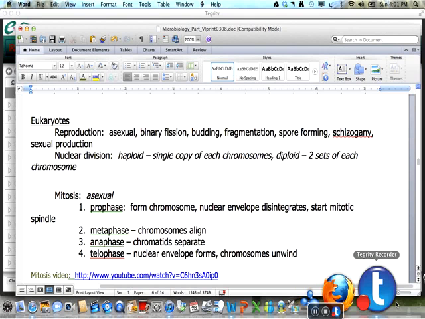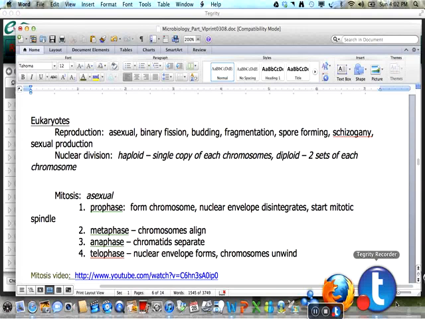This is the third lecture in Unit 6 for microbiology. This section is going to focus on the eukaryotes. There are a few options for reproduction in the eukaryotes. These include asexual reproduction, binary fission, budding, fragmentation, spore formation, schizogamy, and sexual reproduction.